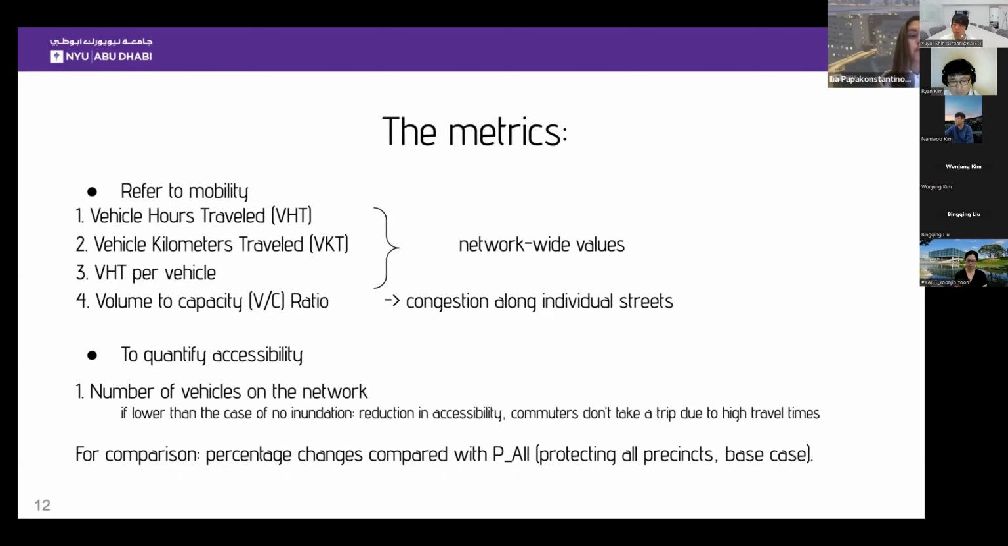Now let's focus on the metrics we use. The first subset refers to mobility. So we have the vehicle hours traveled, the vehicle kilometers traveled, and the VHT per vehicle. All these are network-wide values. We also use the volume to capacity ratio to show the congestion along streets. And then for accessibility, we look at the number of vehicles on the network that show, in fact, if commuters cannot realize their trip due to very high travel times. For comparison purposes, we use percentage changes instead of absolute values.